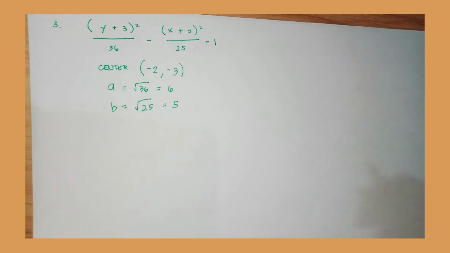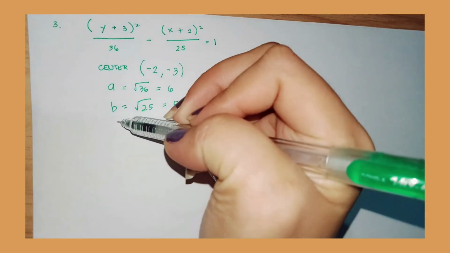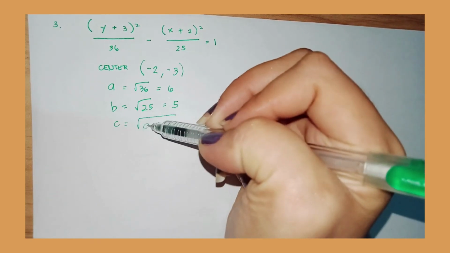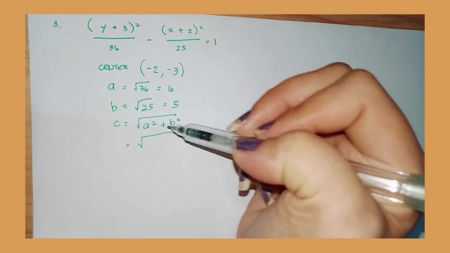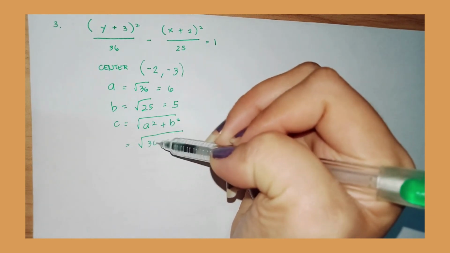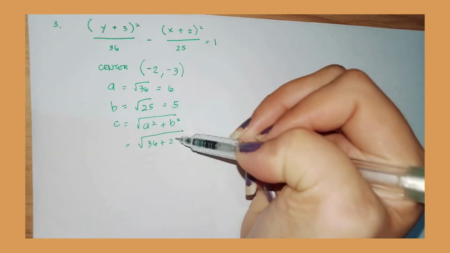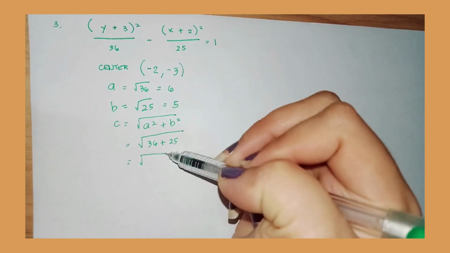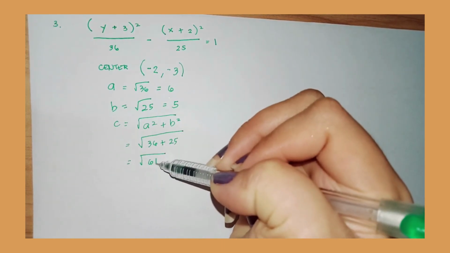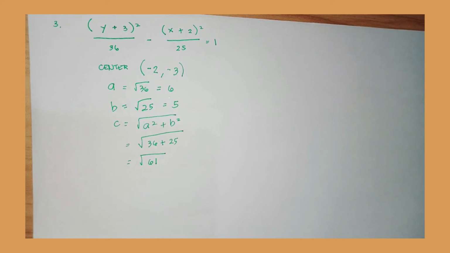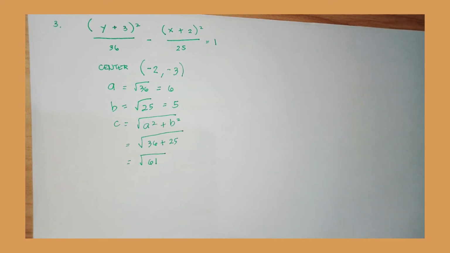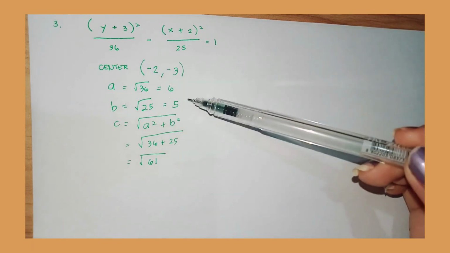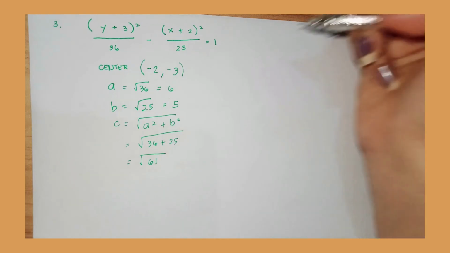Hanapin naman natin ang ating C, that is given by the formula square root of A squared plus B squared. Copy square root. A squared natin is 36 plus B squared is 25. That is square root of 61. Dahil wala ng square root yung 61, ito na yung ating magiging value of C. Dahil meron na tayong value ni center A, B, and C, pwede na natin hanapin yung ating vertices.